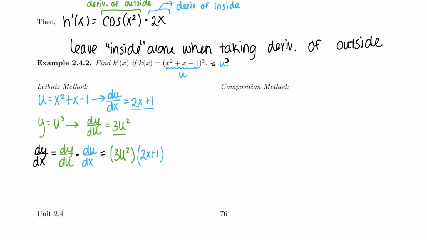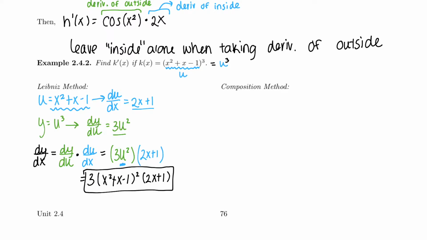But you can't have any u's in your answer, so you're replacing this u right here with x squared plus x minus 1. So you end up with 3 times the quantity x squared plus x minus 1 squared, times 2x plus 1. And that's my final derivative. So this u right here just became what it originally was. All I do from this step to this step, the 2x plus 1 stays alone. I'm just replacing u with its original form here. I'm putting it in parentheses.